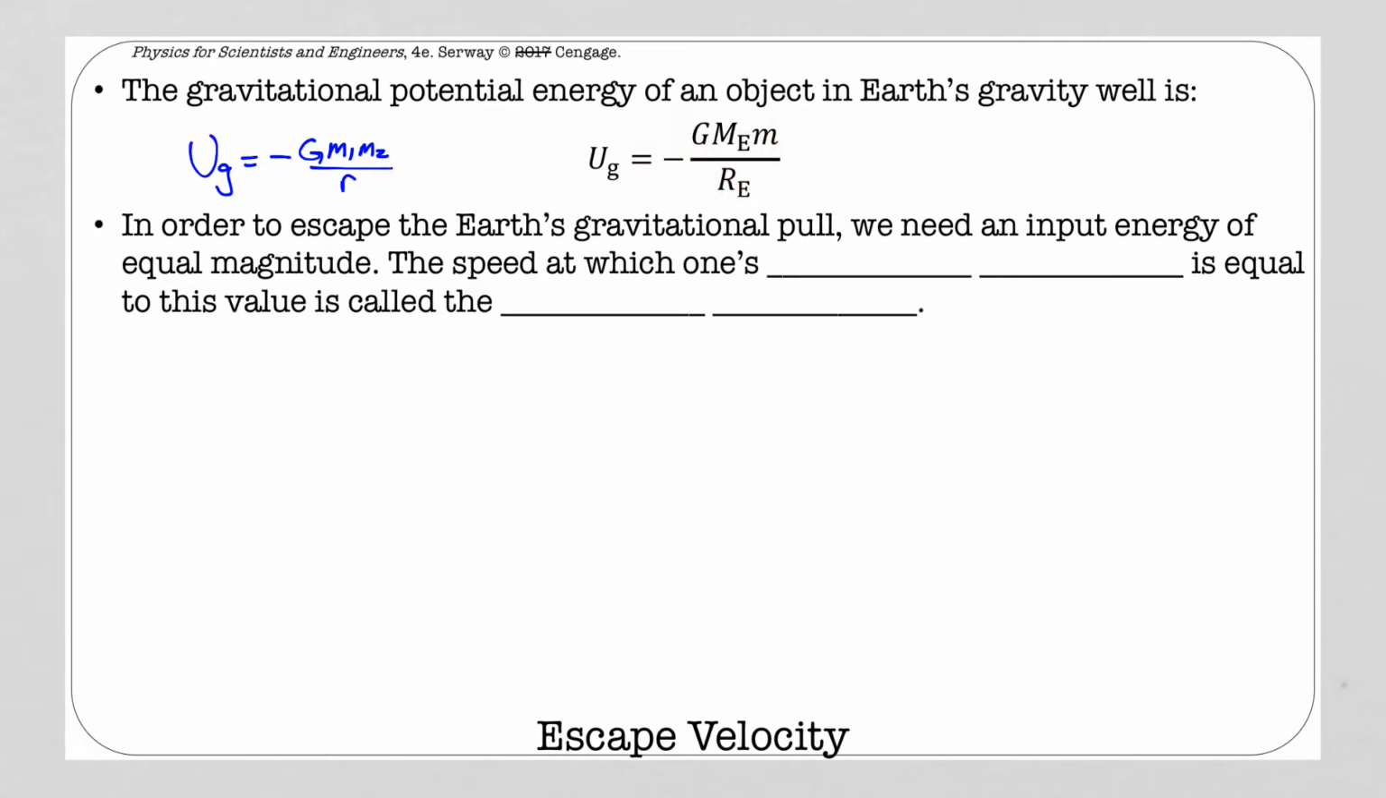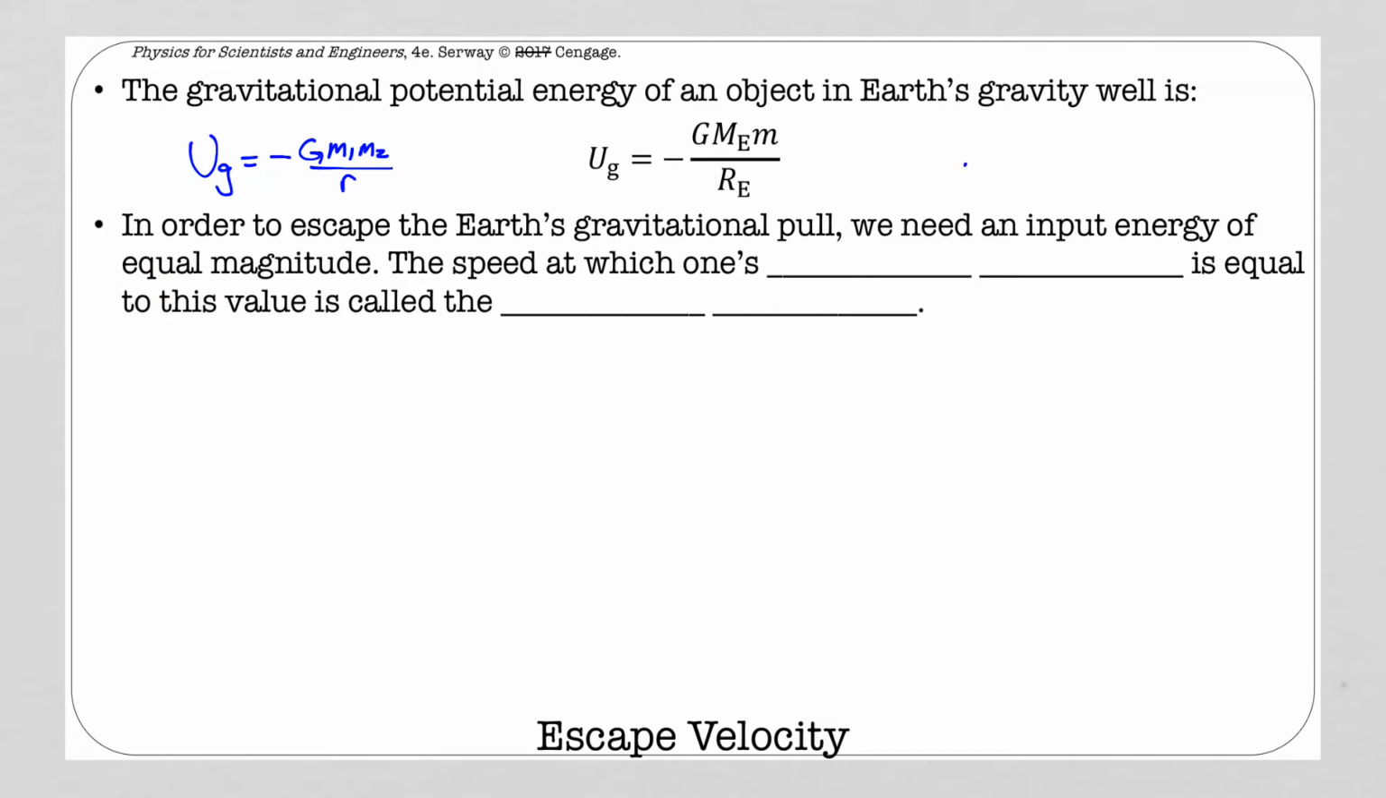Again, this is a negative quantity because this is a bound state. All objects on Earth's surface are bound to the Earth by the Earth's gravitational pull, and outside energy would have to be put in order to pull that object away from the Earth and allow it to escape Earth's gravity well. In order to escape the Earth's gravitational pull, we would need an input energy of equal magnitude.